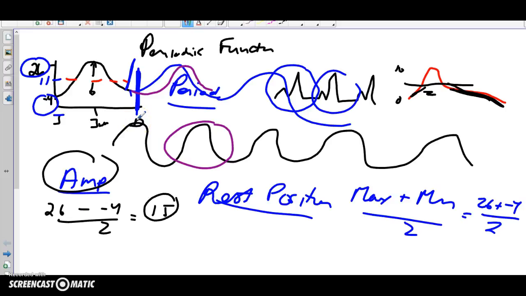Okay, so it repeats itself, it's periodic. If it's not periodic, what could it be? It could be quadratic. It could be a bunch of other things. Okay, and that's about it. That's the intro to this part of the course, and we'll move on to sine curves in the next video.